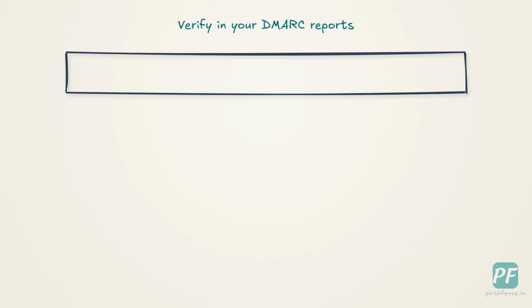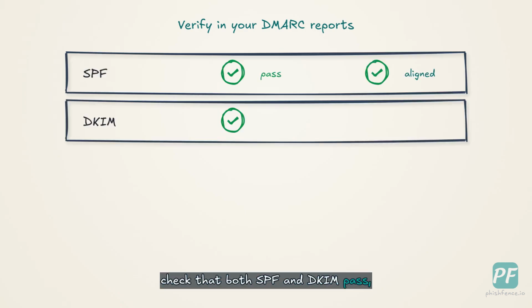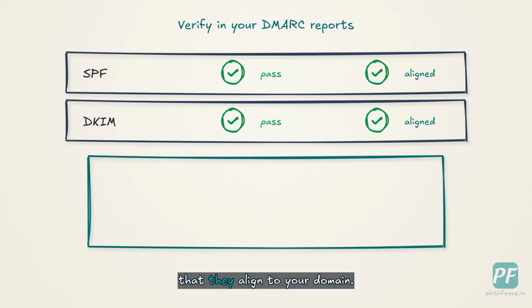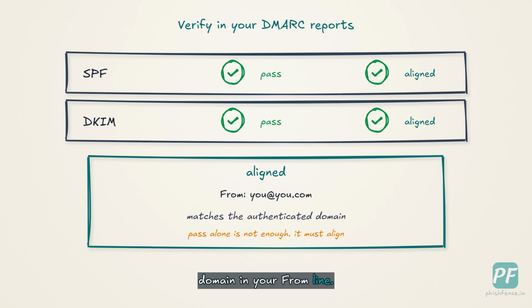Then verify. In your DMARC reports, check that both SPF and DKIM pass, and just as important, that they align to your domain. Aligned means the authenticated domain matches the domain in your from line.